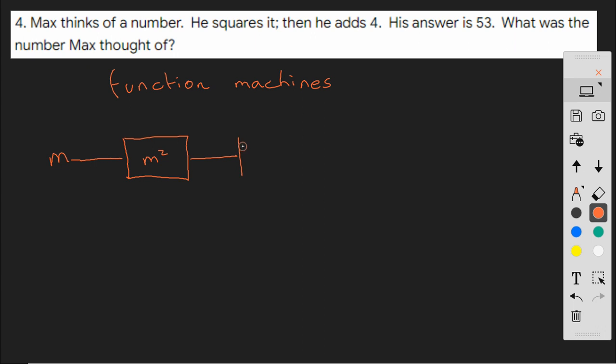Then the next thing that he does is that he adds 4. And out at the end of this process comes the answer 53. Well, what we've got to do is go, well, look, if the answer was 53, what on earth was this number? Well, the way we're going to do this is to actually just put this process into reverse. And we're going to start with 53.